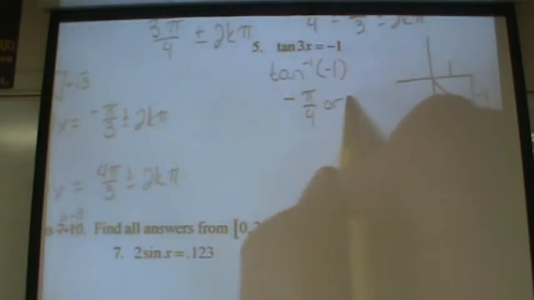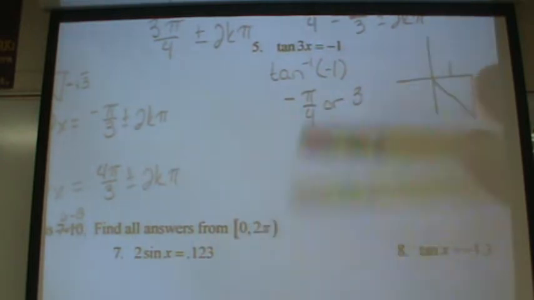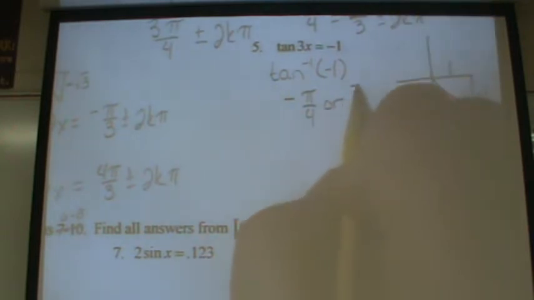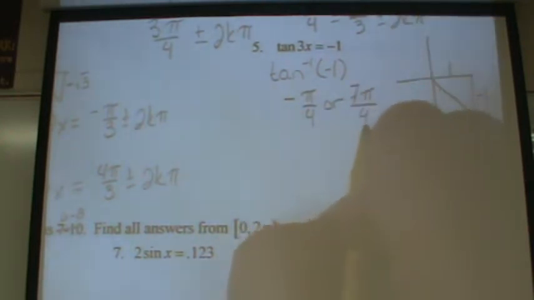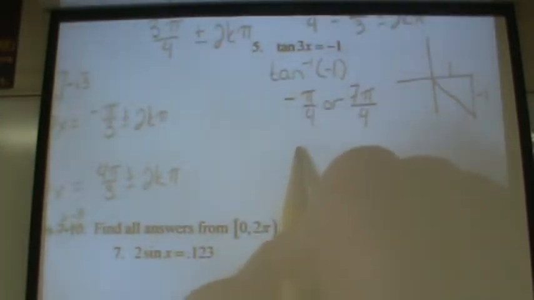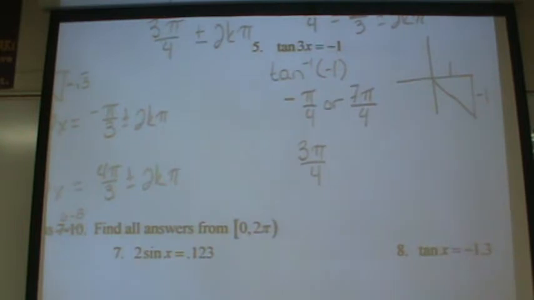Or a 3 pi over 4 angle, sorry. Or no, yeah. The 4th quadrant is 7 pi over 4. And then we need to think where else tangent is negative. Tangent is also negative in the 2nd quadrant. That gives us a 3 pi over 4 angle. And again, we want all solutions, so that would be plus or minus the 2k pi.